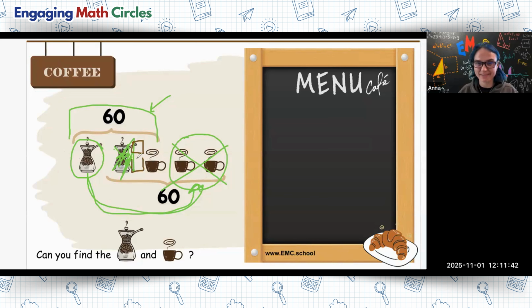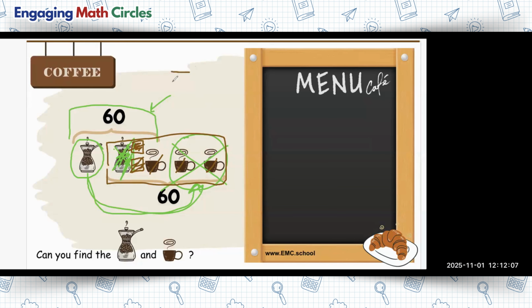These squares are cups, right? So in the picture where I have now this 60, I have how many cups? 1, 2, 3, 4, 5 cups. And 5 cups are 60. Do you guys have the answer for how much is a cup? 12. So the brewer is 24, because the brewer is twice the cup, or the coffee maker.